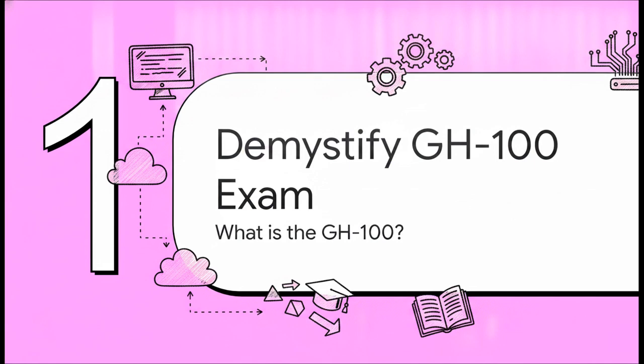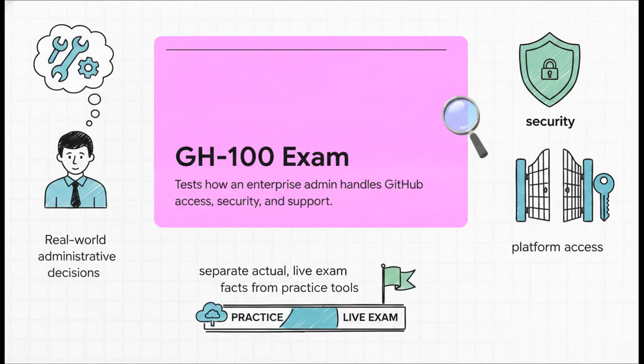Okay, Section 1. Let's dive right into demystifying the GH-100 exam. So, what exactly is it? Well, the GH-100 is Microsoft's official GitHub administration exam. It's essentially designed to evaluate how an enterprise administrator handles critical things like platform access, security, and real-world support decisions. And let me tell you, it's testing your actual administrative know-how, completely separating the facts from just playing around in practice tools. No shortcuts here.